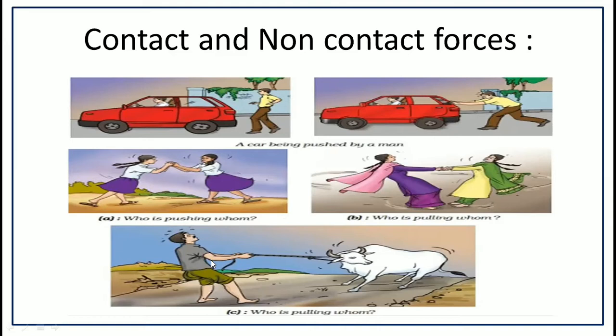Then another example: two girls are playing a round game. These are the examples of contact and non-contact force. Then, according to the different types of force, you have to show contact and non-contact force.